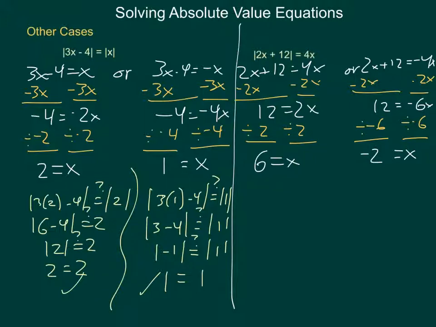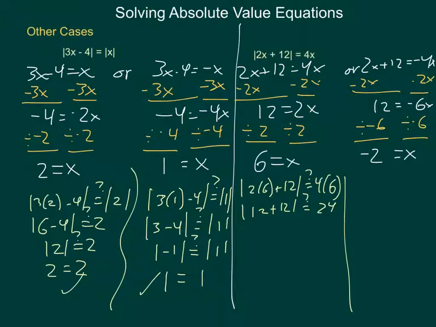Now, go through the work of checking these. So, back into the original equation, the absolute value of 2 times 6 plus 12 has to equal 4 times 6. Absolute value of 12 plus 12 is supposed to equal 24. 12 plus 12 is 24, so we have the absolute value of 24 is supposed to equal 24. And yes, 24 does equal 24. This one checks out. Next one.